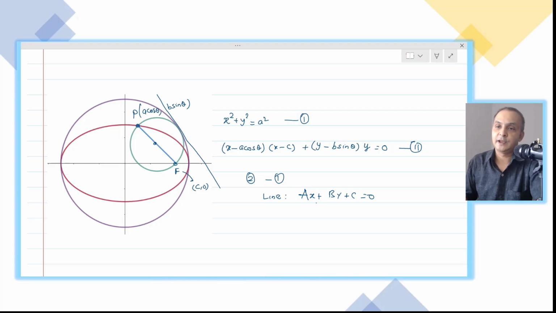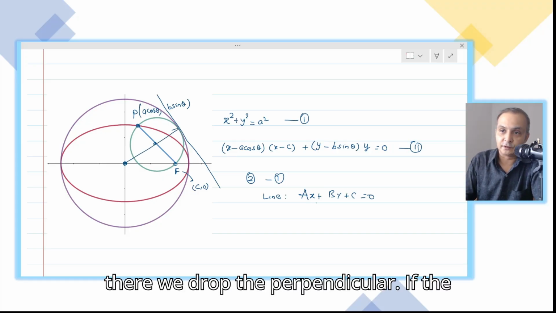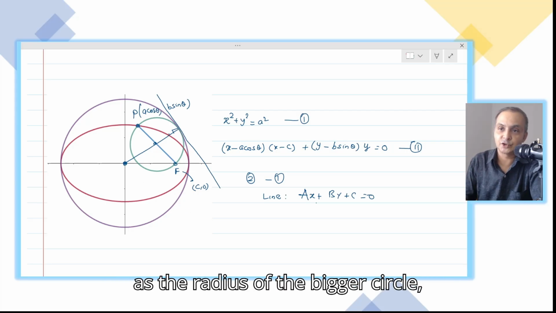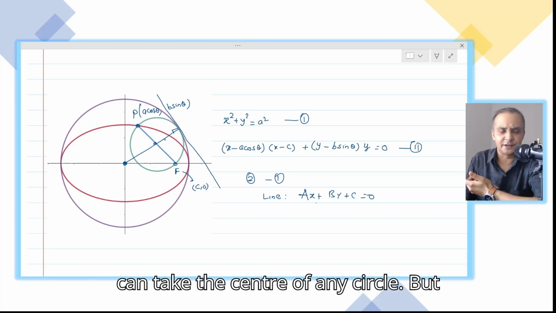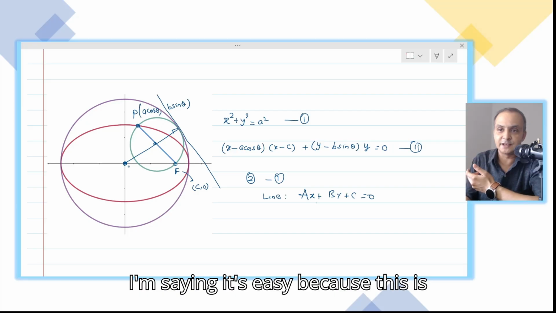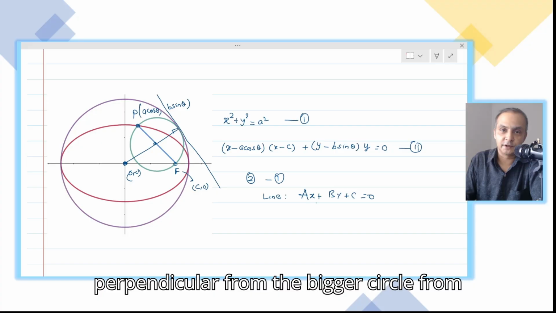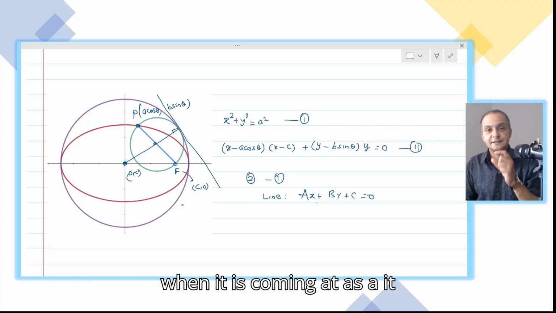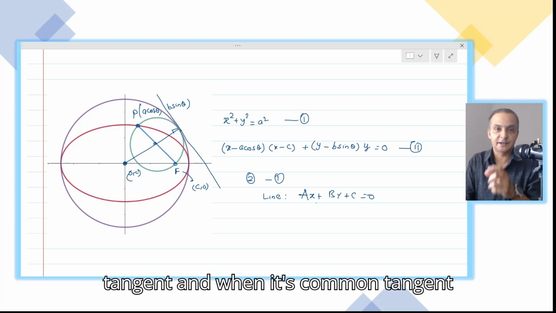We just take the center of the bigger circle, and from there we drop the perpendicular. If the perpendicular length comes as the radius of the bigger circle, we are through. Or you can take the center of any circle, but it's easy here because this is already the origin. So when you drop a perpendicular from the origin, it should come A. So when it is coming as A, it means that this is a common tangent.